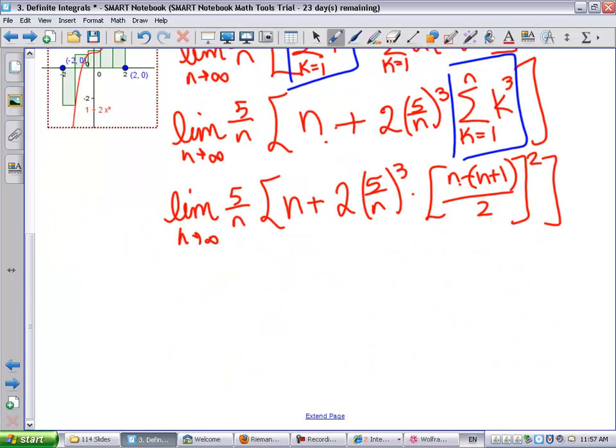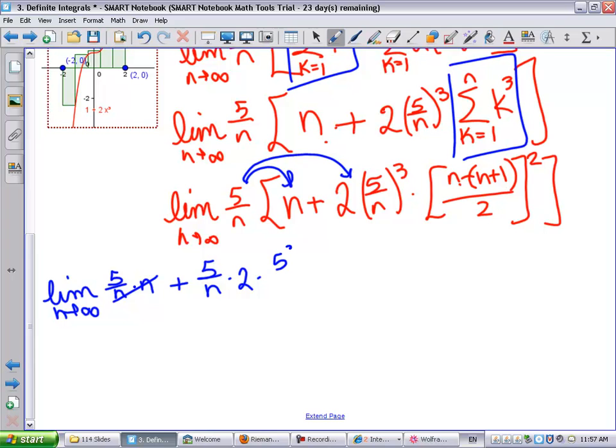And now I'm down to actually just doing a limit. The first thing I want to do when I have one of these more complicated limits is distribute out this 5 over n, or whatever my delta x is, to every term. So I'm looking at the limit as n goes to infinity of 5 over n times n, which is just 5, plus 5 over n times 2 times 5 cubed over n cubed times n squared times (n plus 1) squared over 2 squared.